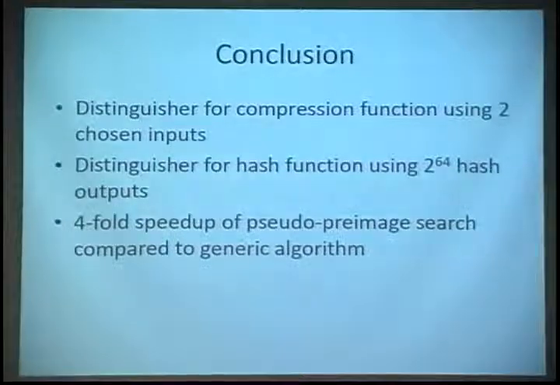So this is my conclusion. There's a distinguisher on the compression function using 2 chosen inputs, and a distinguisher on the hash function using 2 to the 64 outputs, and a 4-fold speed up on the pseudo-preimage search. Thank you.